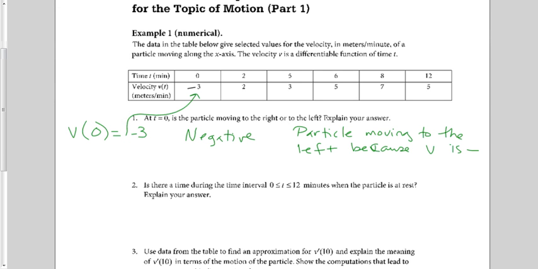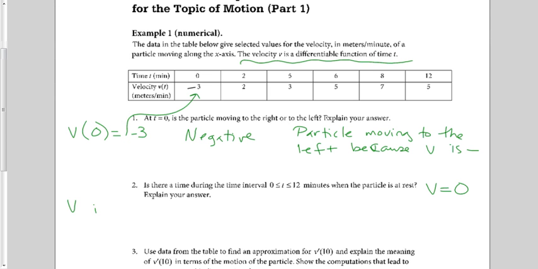There you go, much better. Sorry, on to question 2. Is there a time during the time interval 0 to 12 when the particle is at rest? The particle is at rest. That means my v is equal to 0. So the question is, do I know without a doubt that there is a time when the velocity is equal to 0? Well, if velocity is a differentiable function, that means velocity is continuous.